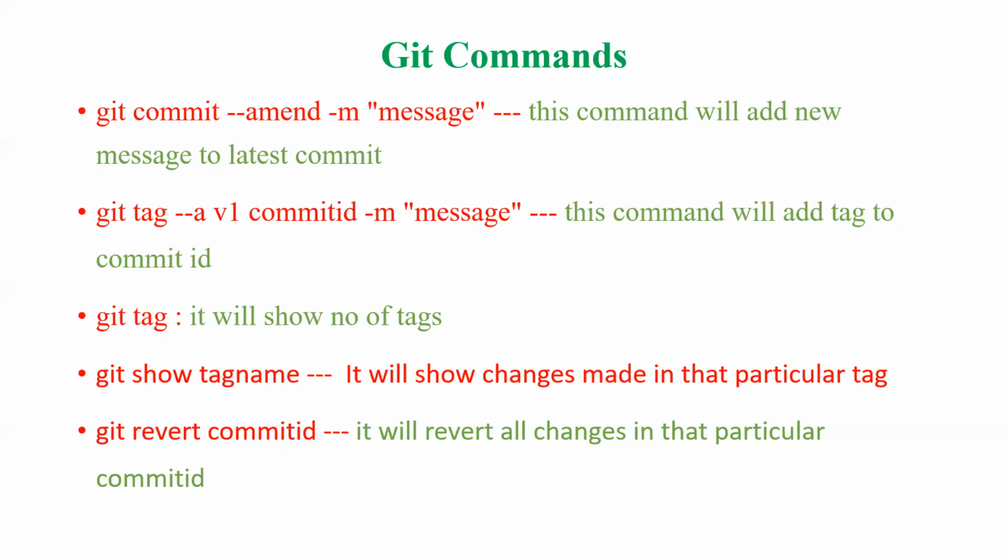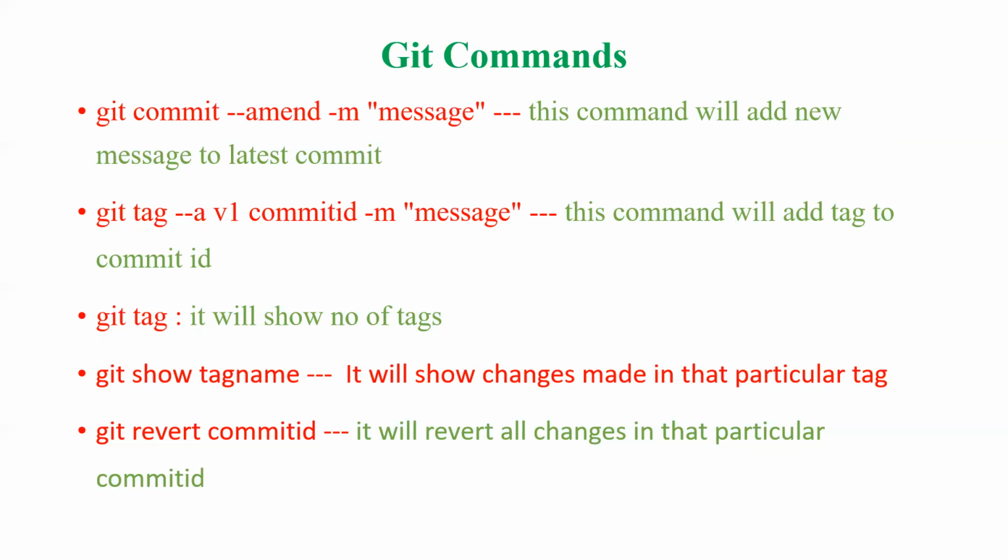Next one, as we know the commit IDs are alphanumeric, it is very difficult to remember all these commit IDs. We can assign tags to these commit IDs. To assign a tag to a particular commit ID, the command is git tag hyphen a, that particular tag name and the particular commit ID. By using this, we can add a tag to the particular commit ID. If you want to see the tags we have, we can use the git tag command.